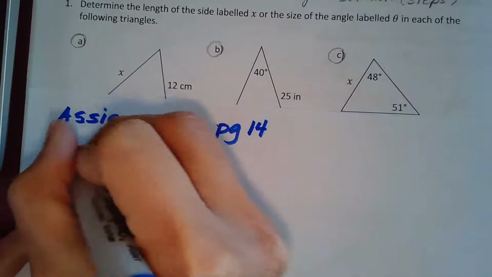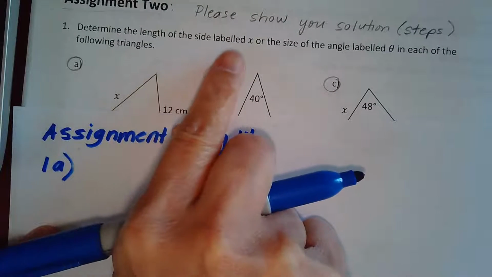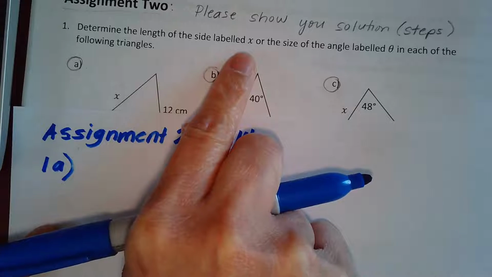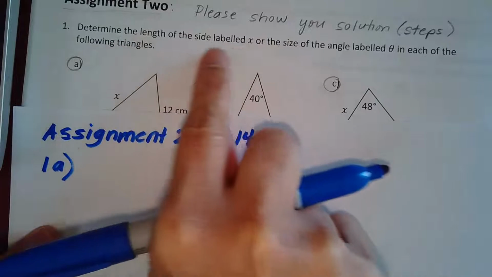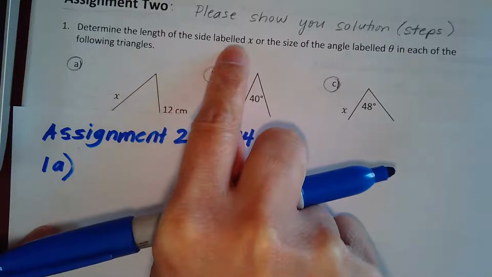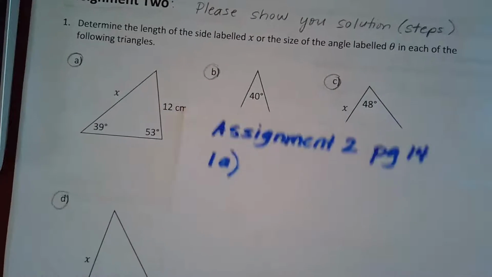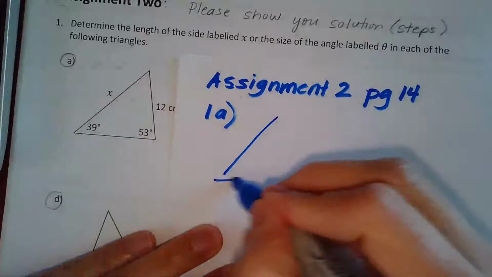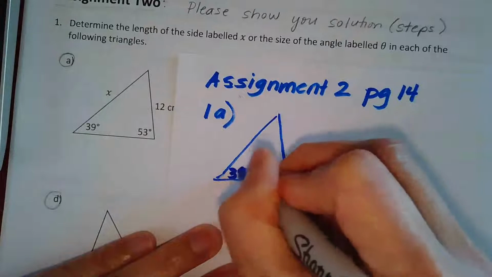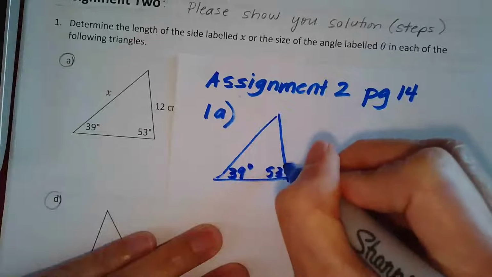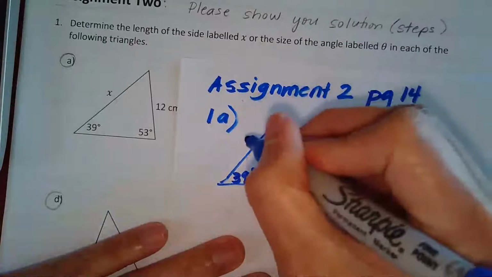Okay, so this is number 1A. It says here, determine the length of the side labeled X, or the size of the angle labeled theta. We're just going to focus on calculating side length because that's what we did yesterday. So let's take a look at letter A. I'm just going to do a quick draw of the picture here. This is 39, 53, 12, and then there's this X.